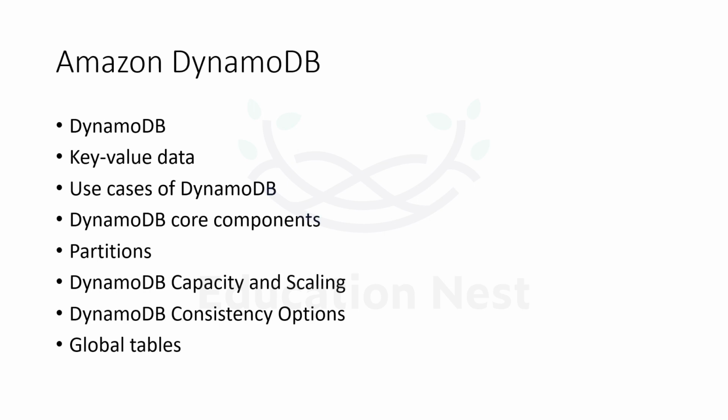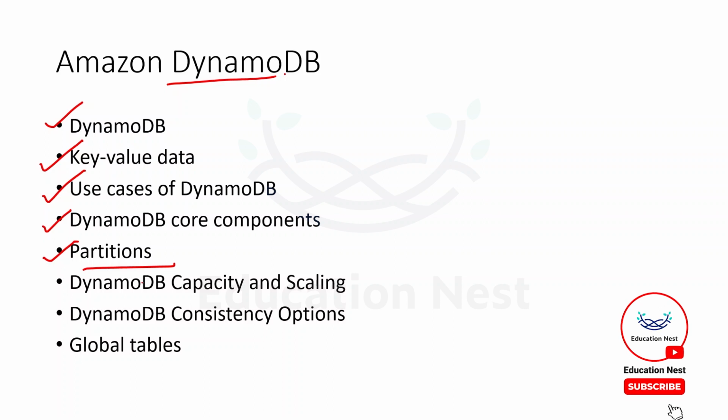The next topic that we are going to discuss is Amazon DynamoDB. So we'll be understanding what is DynamoDB, what is key value data, use cases of DynamoDB, its core components. We'll be talking about partitions over here, which is a very important component in understanding how DynamoDB is efficient and how it stores the data in the backend. Though we do not maintain or manage this, it is a very important aspect of understanding.